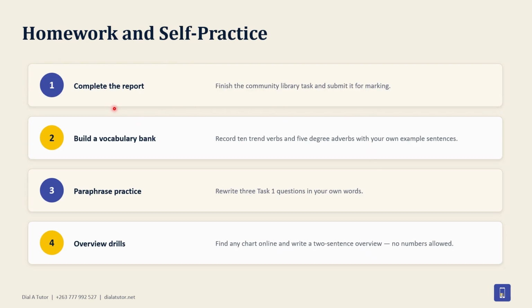So homework and practice: you have to complete that report, finish the community library task and submit it for marking. Do the vocabulary bank, record 10 verbs, 5 with your own example sentences. Rephrase practice, of course. Rewrite 3 task 1 questions in your own words. And overview drills: find any chart online and write a 2-sentence overview. No numbers allowed. But anyway, what I want for submission is the report in the previous slide.